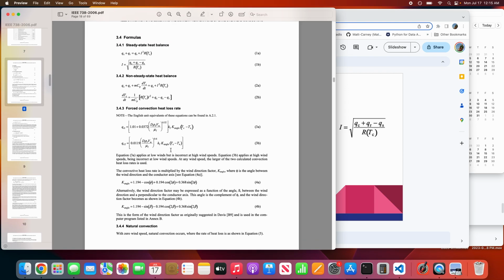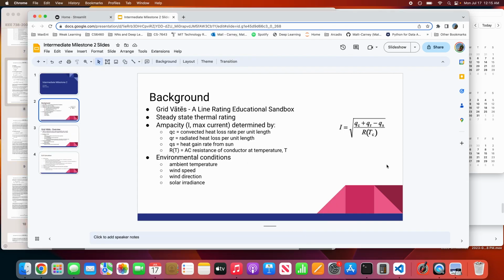It's kind of this big, long, nasty thing. But what's important to know is that different environmental conditions influence that rating. So ambient temperature, wind speed, wind direction, and the solar irradiance.